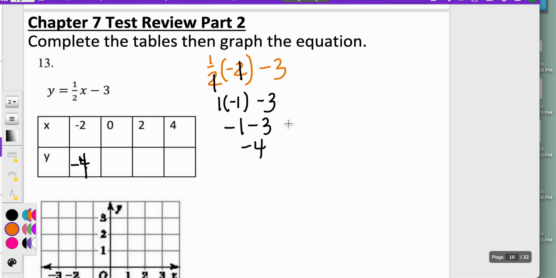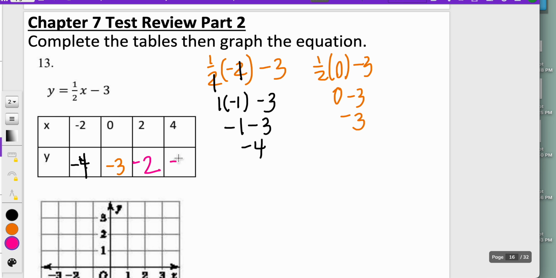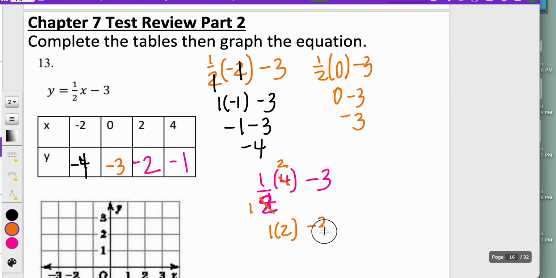The next one I'm going to do is 0, so 1/2 times 0 minus 3, this one's a little bit easier. 0 minus 3 is equal to -3, and right now you should start to see a pattern. -4, -3, that means my next one would be -2, and then this 4 would be actually -1. I did add one more there, but if you check it, 1/2 times 4 minus 3, these don't cancel out because they're not 2's, but this one becomes a 1 and this becomes a 2. And then 1 times 2 minus 3, that's 2 minus 3, which is still giving me that -1, okay?